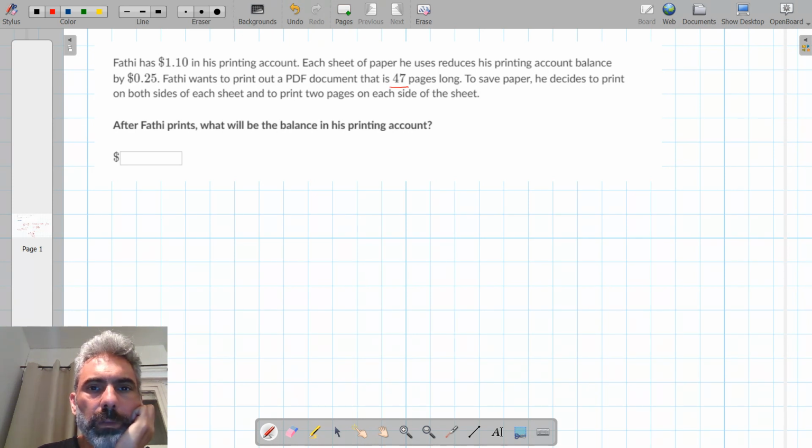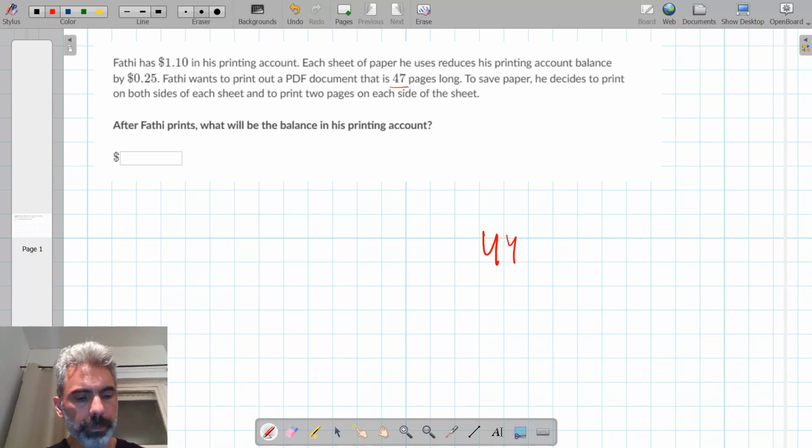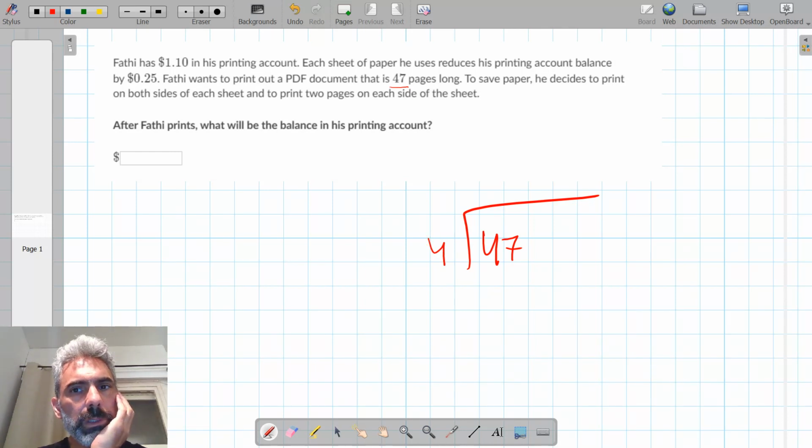We need to divide 47 by 4 to know how many sheets of paper he needs to print this document. 47 divided by 4, because he prints on both sides of each sheet, so it means that we need to divide 47 by 2, and he prints 2 pages on each side of the sheet.